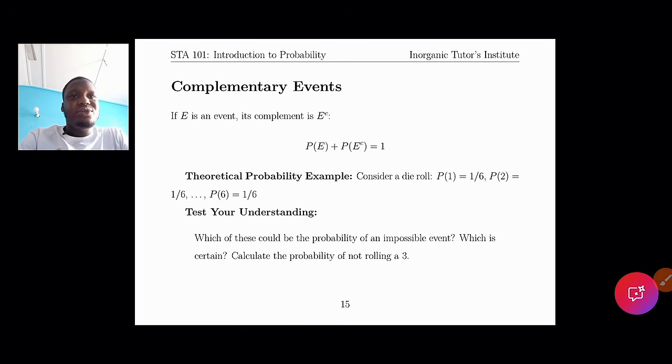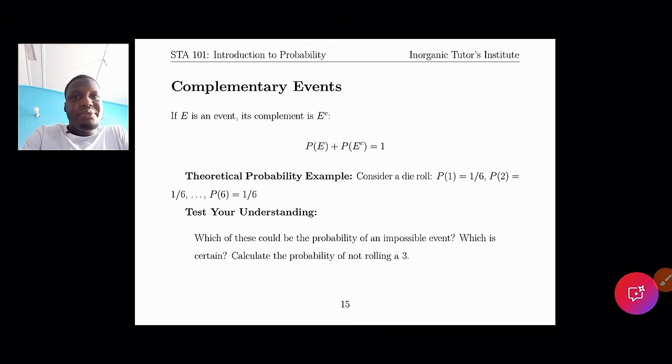So I think we are almost through. Before we end, we will discuss what we mean by complementary events, which is also a very useful property in probabilities. Complementary events. If E is an event and the complement is EC, or in other words E prime, then when you sum the probabilities, it is equal to 1.